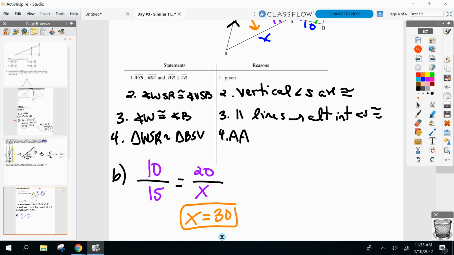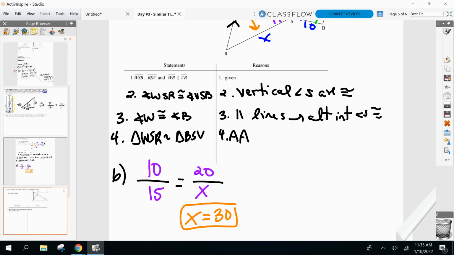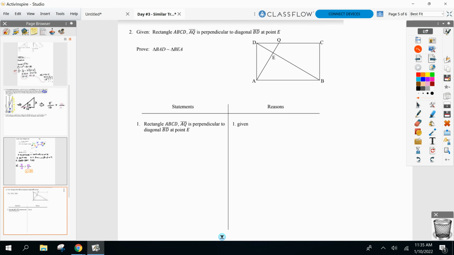Vertical angles and alternate interior. Sometimes the angles might be a little bit difficult to find. Let's take a look at one like that. Remember, all you need is angle, but sometimes one of the A's might be difficult to find.